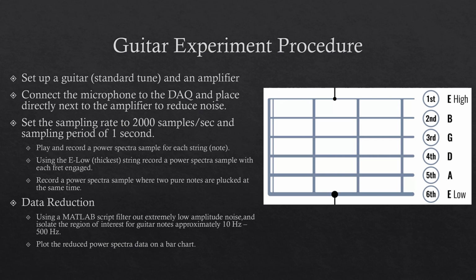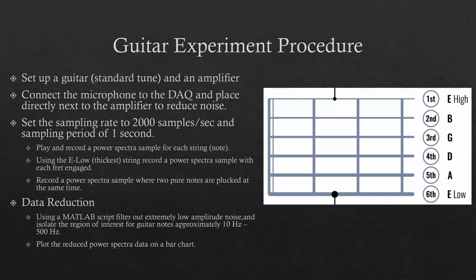Play and record a power spectra for each string as you start from E low to E high. Then using the E low, which is the thickest string, record a power spectra sample with each fret held down, 1 through 12, and then record the power spectra when two notes are plucked at the same time. And then going into data reduction, using a MATLAB script, filter out any extremely low amplitude noise. That was any amplitude of 0.005 VRMS or lower.